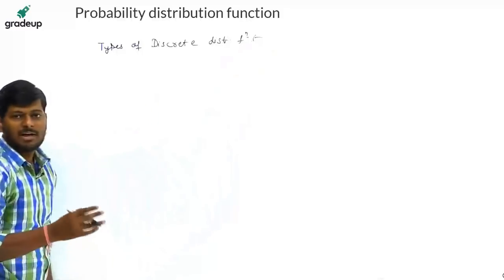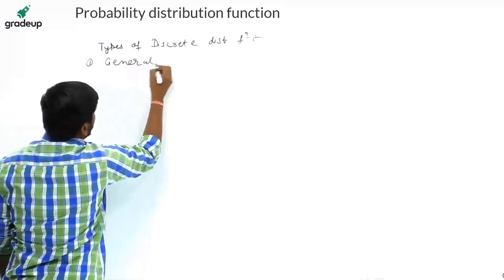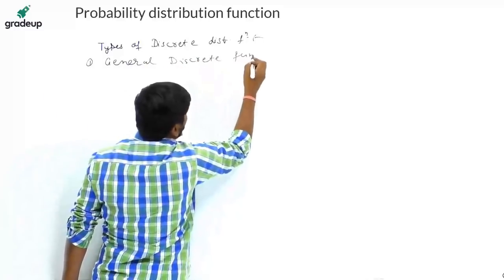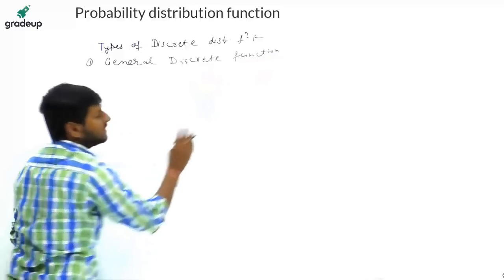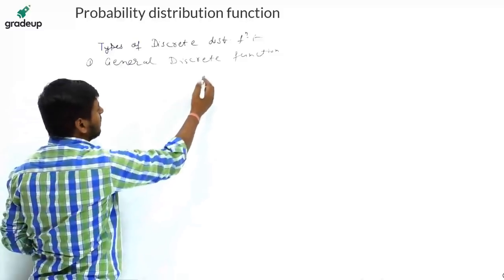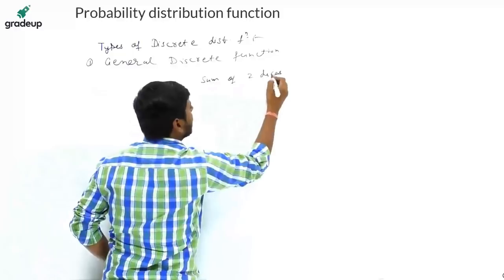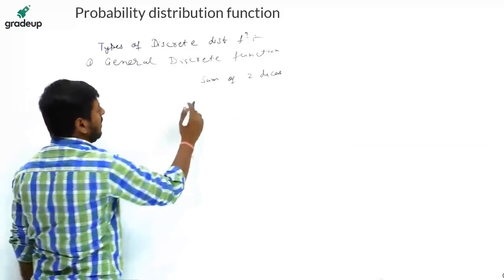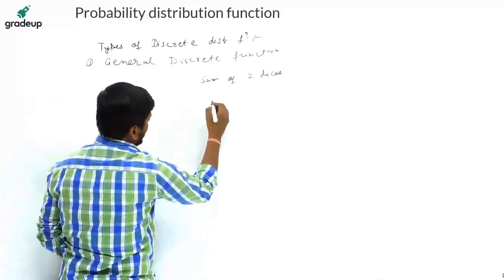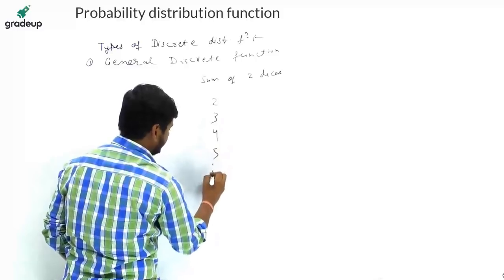Okay, what are the types? The first type is the general discrete function. What is the general? General is simply general, like the example I have taken twice, the sum of 2 dice. This is a general discrete distribution, because the sum can be 2, 3, 4, 5, up to 12.